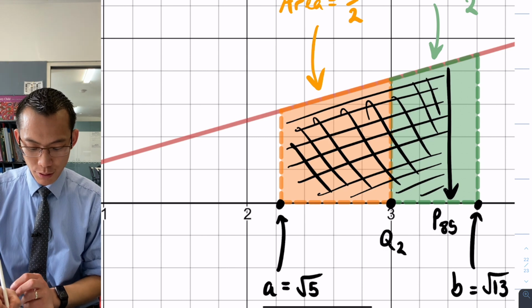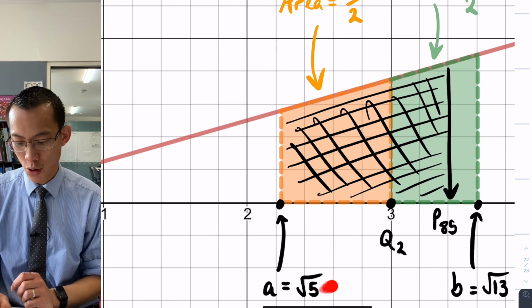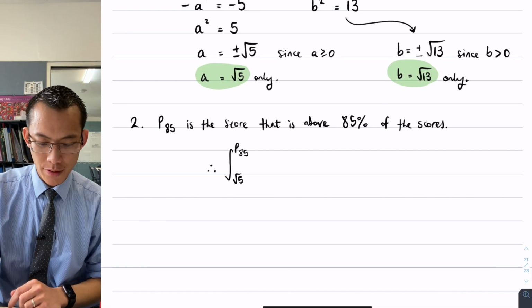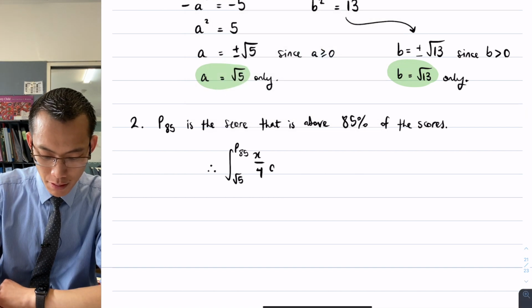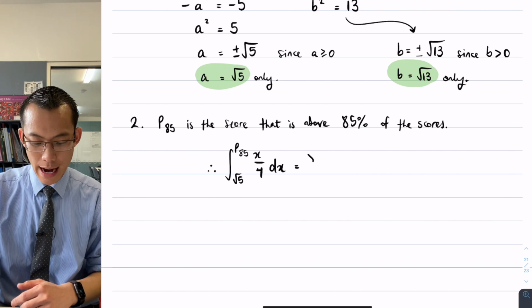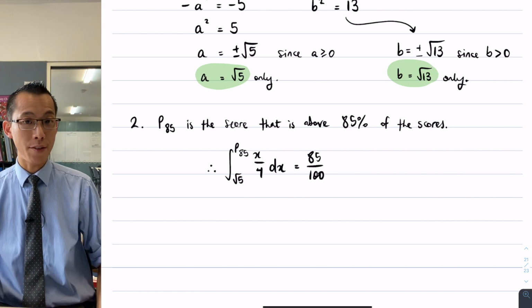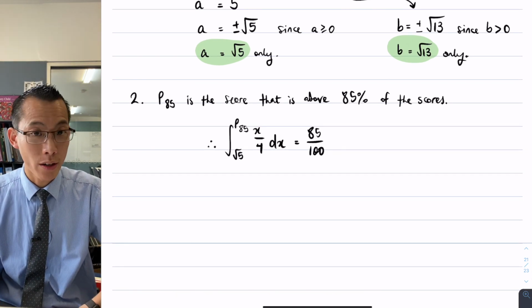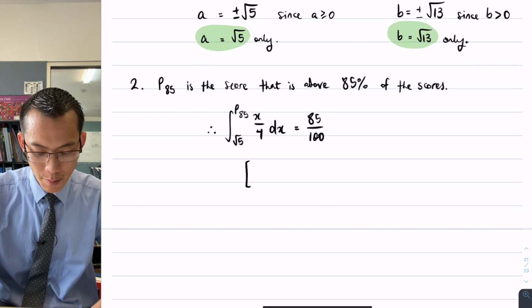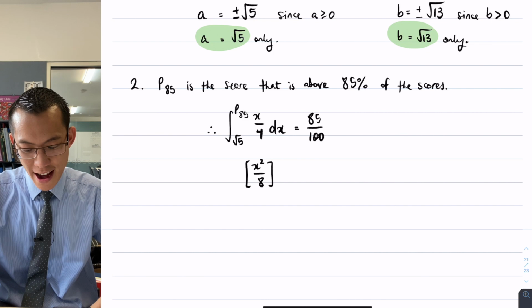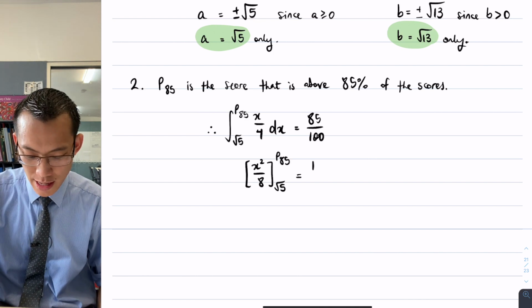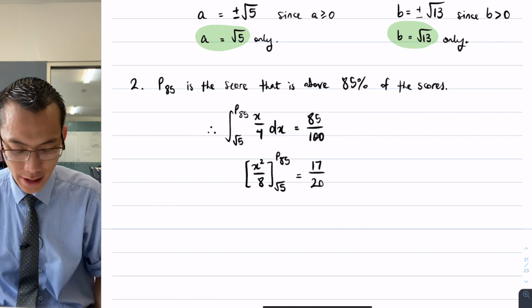So you can see I'm forming an integral from root 5, which is my lower boundary, all the way up to P85, whatever that happens to be. So let's go ahead and form the rest of this integral. It's x on 4 dx, and that should be equal to 85 over 100. That's the 85%. I'm going to evaluate this just like I found the lower and upper boundaries. The left-hand side still integrates to x squared on 8, but I've got new boundaries here, root 5 and P85. The right-hand side, 85 on 100, has a common factor of 5, so you get 17 on 20 if you cancel that common factor.